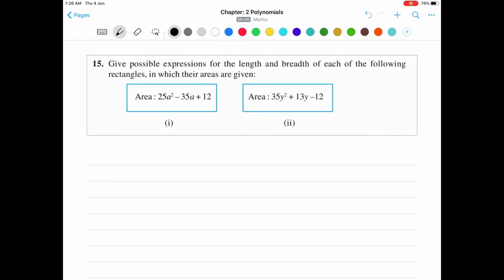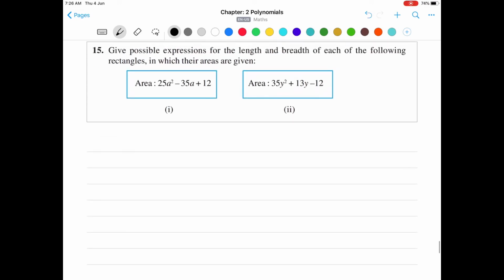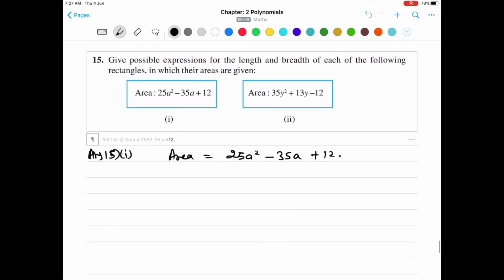Now come to the last two questions. Give possible expressions for the length and the breadth of each of the following rectangles in which their areas are given by these polynomials. Again these are very simple questions. We'll write this as question number 15, part 1. We have area equals 25a square minus 35a plus 12.